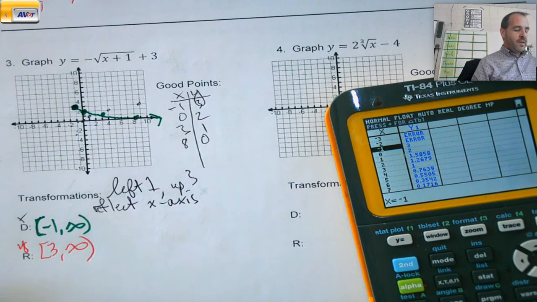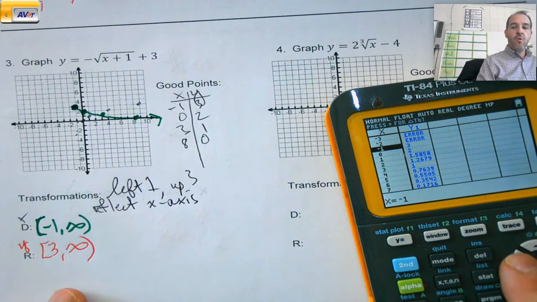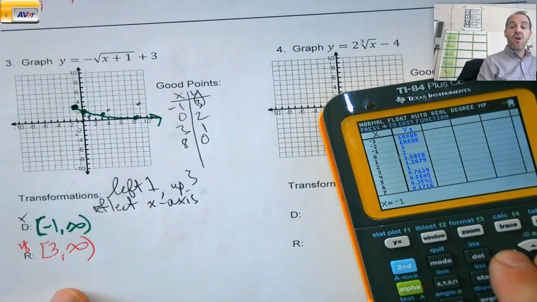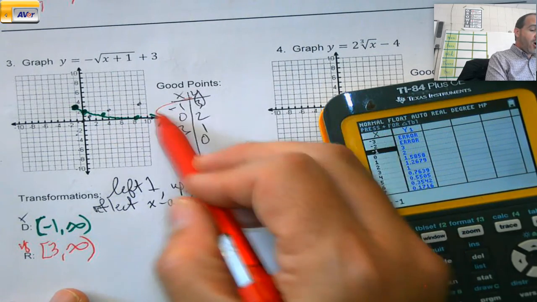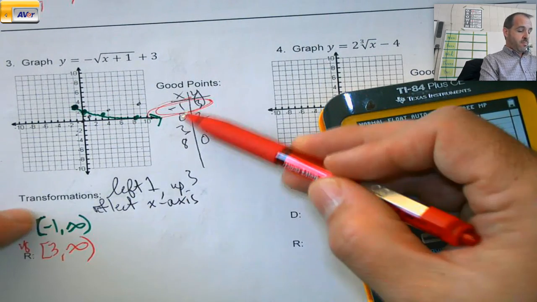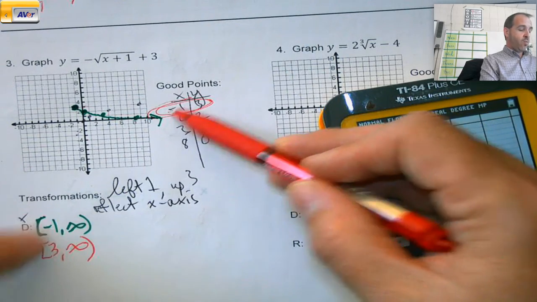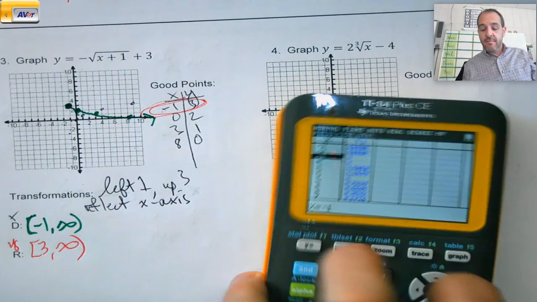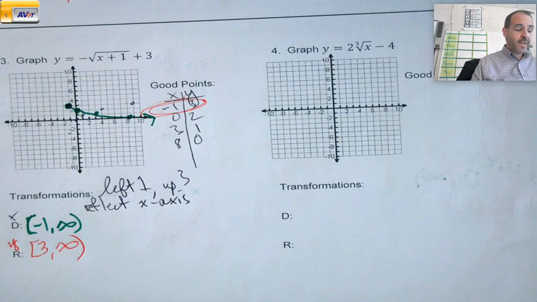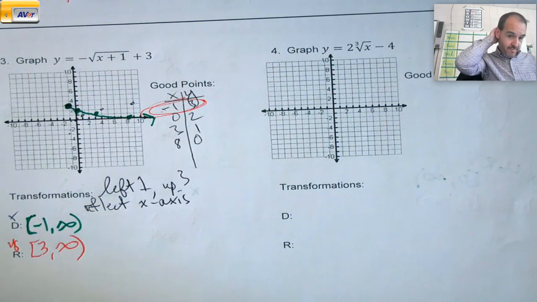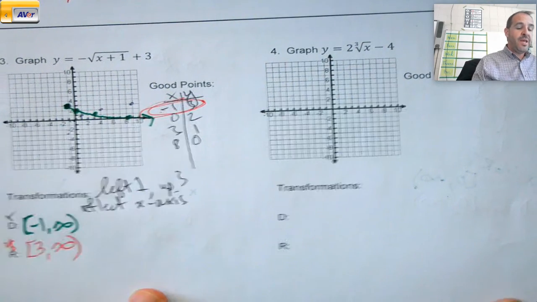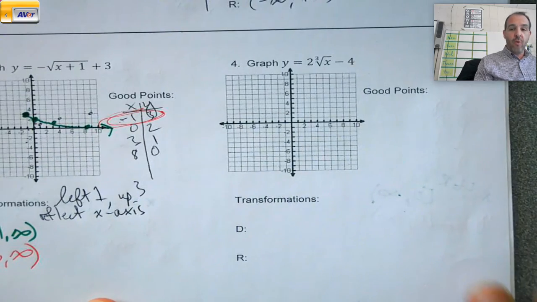Now, not a coincidence. The first pair of points that we found right after the error message, first pair, domain, range, x, y. Not a coincidence. Okay, not a coincidence at all. That's how that's going to work. And so the same thing's going to happen on 4.